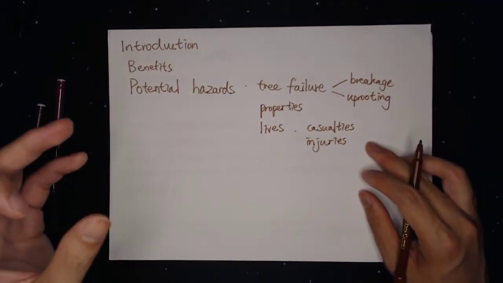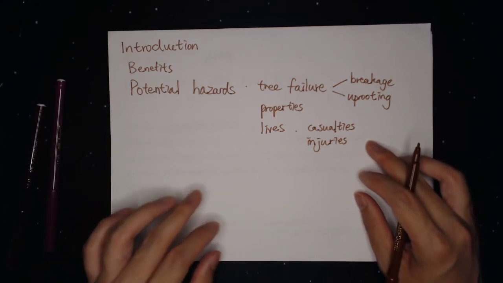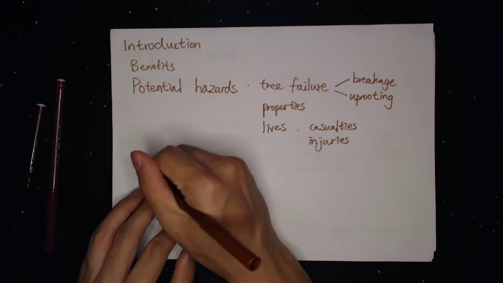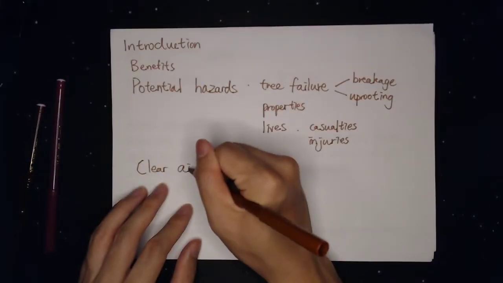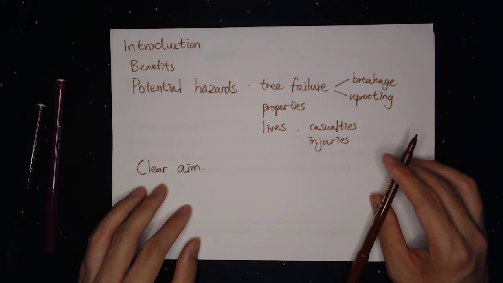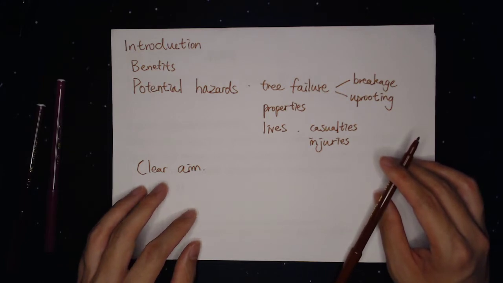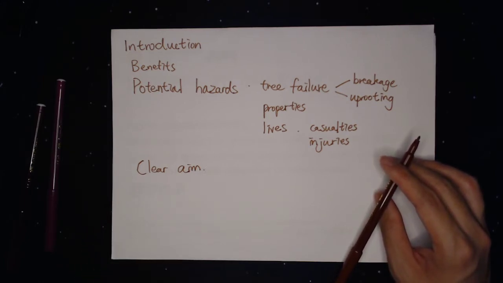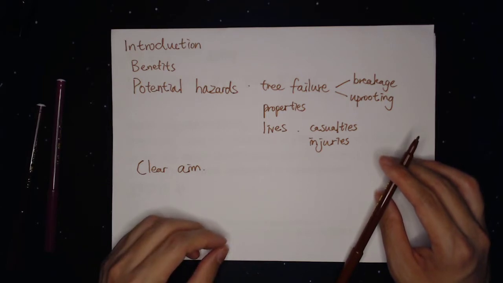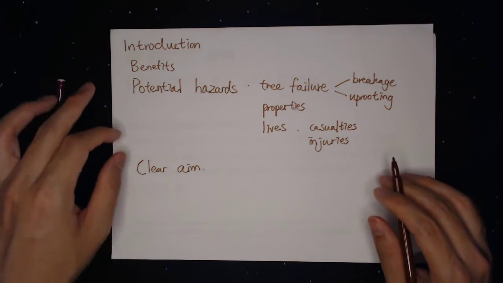And remember, it is still within the frame of your individual assignment. So you have to provide a clear aim of your individual assignment. Perhaps it could be to assess the tree failure potential of two urban trees, or your aim could be comparing tree risk in two different habitats. It's up to you. It is very, very flexible. You can create your own aim as long as it is sensible.